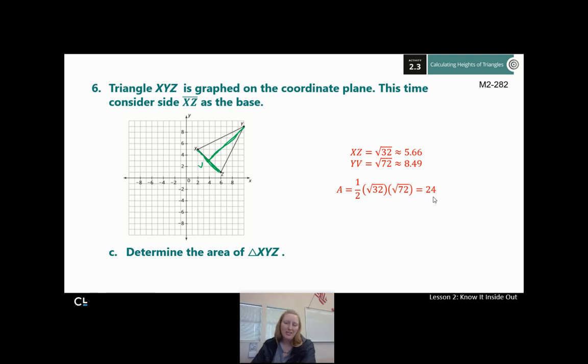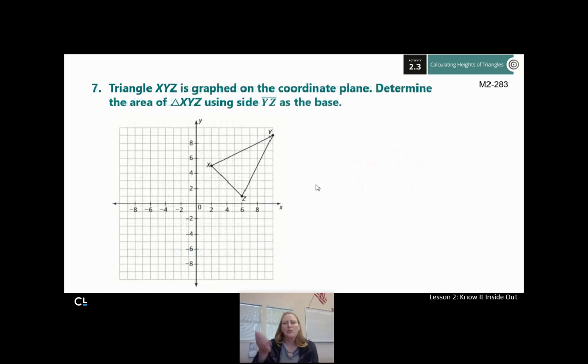Which should not be a surprise to us. We already knew the area was 24, and we already said the area wasn't going to change just because I picked a different base. Which means you already know the answer to number 7, right?